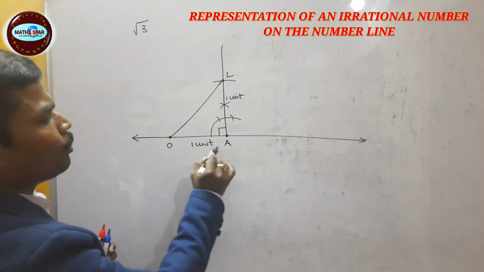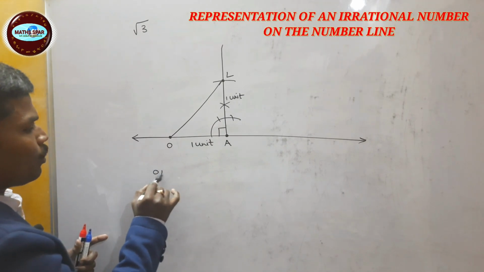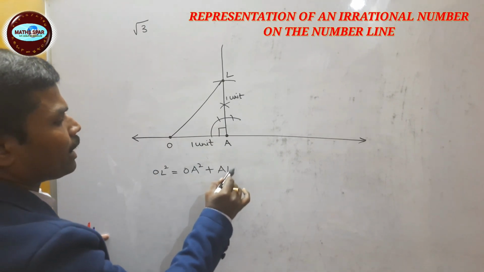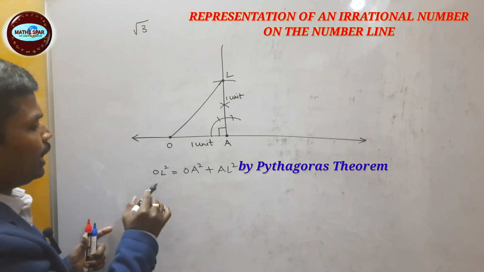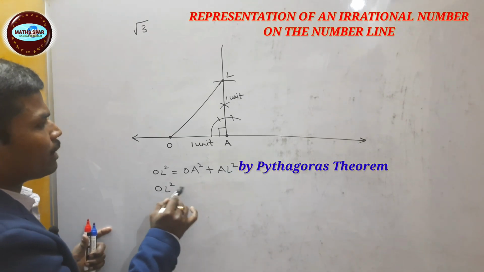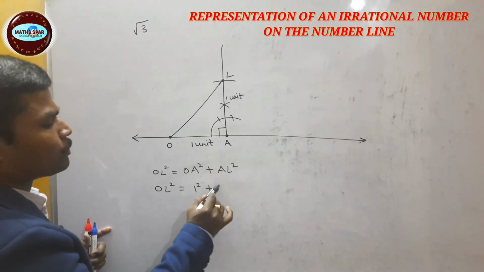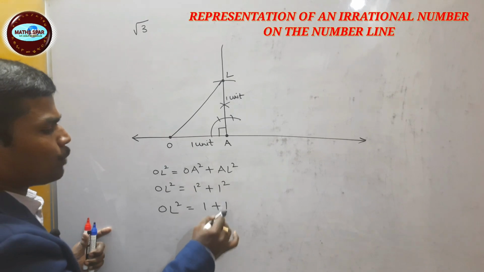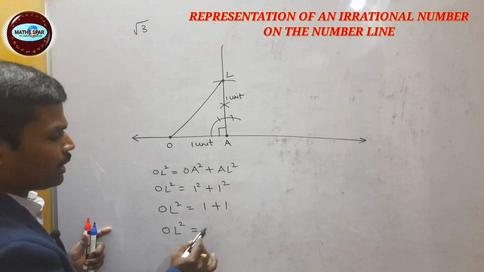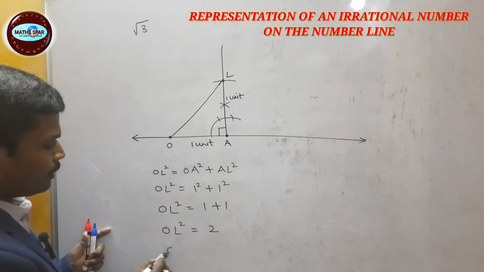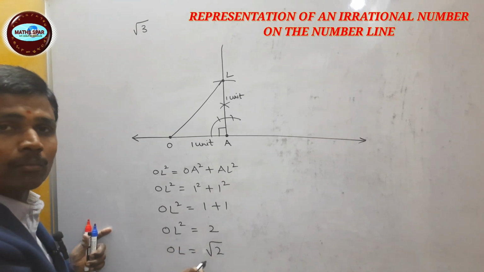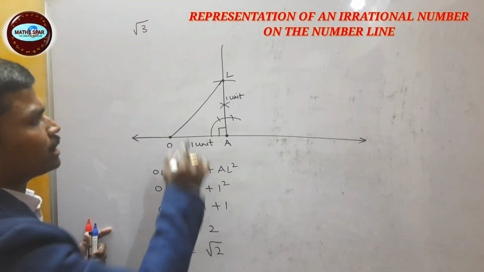In this triangle OAL, OL square is equal to OA square plus AL square. Then OL square is equal to 1 square plus 1 square. OL square is 1 plus 1. OL square is equal to 2. Then OL is nothing but, square coming to the other side, it will become square root. So OL measure is root 2.